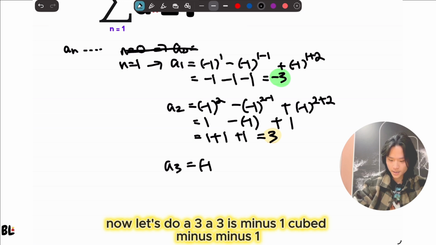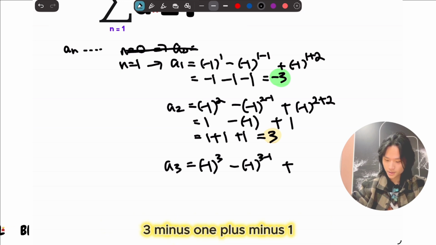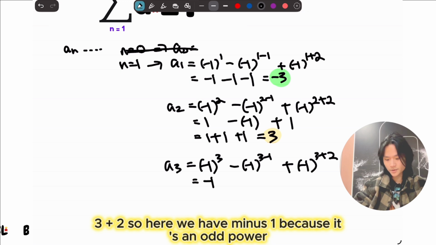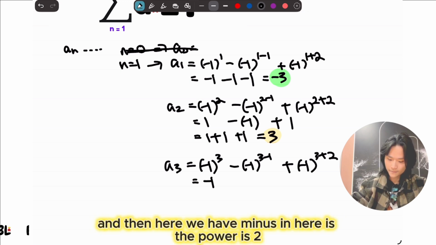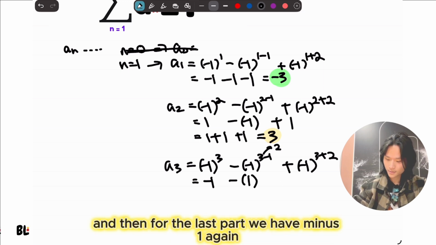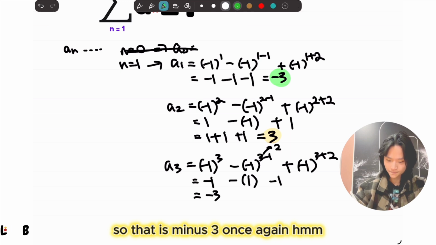Now, let's do a_3. a_3 is (-1)^3, (-1)^(3-1), plus (-1)^(3+2). So here we have minus 1 because it's an odd power. And then here the power is 2, so that is 1. And then for the last part, we have minus 1 again. So that is minus 3 once again.